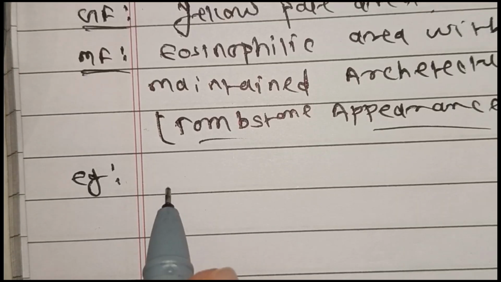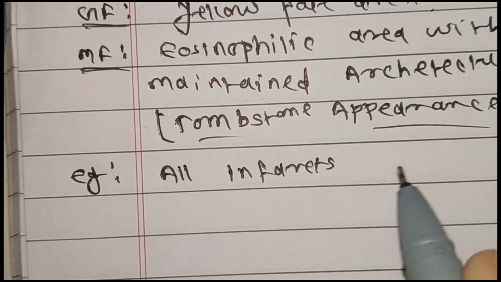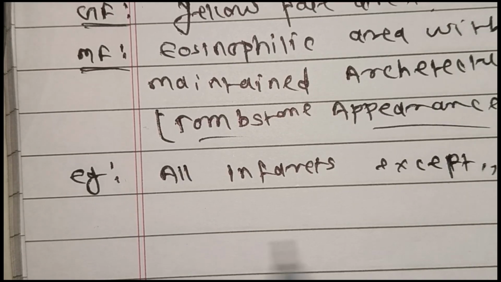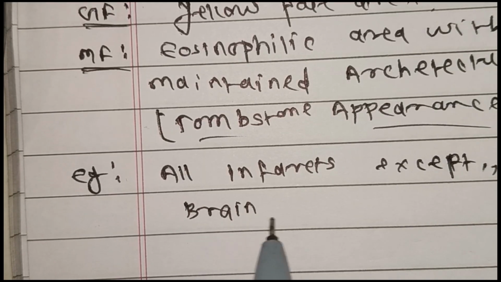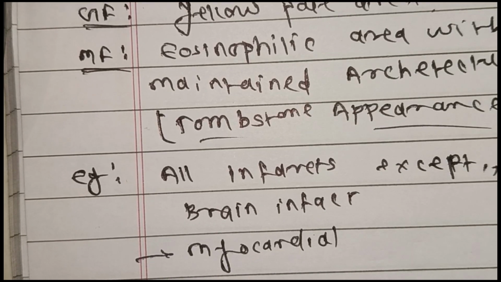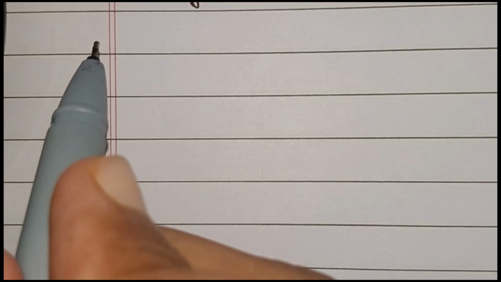Examples of coagulative necrosis are all types of infarcts except brain infarct. So it may be myocardial infarction; it is an example of coagulative necrosis. Let's see the second type of necrosis.